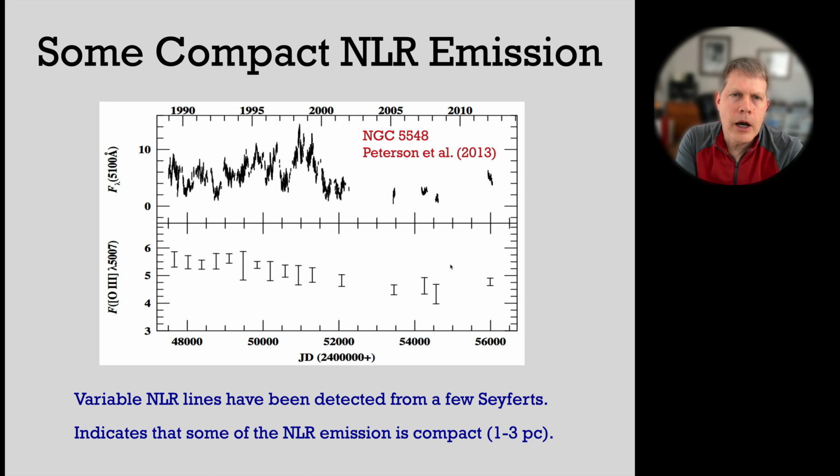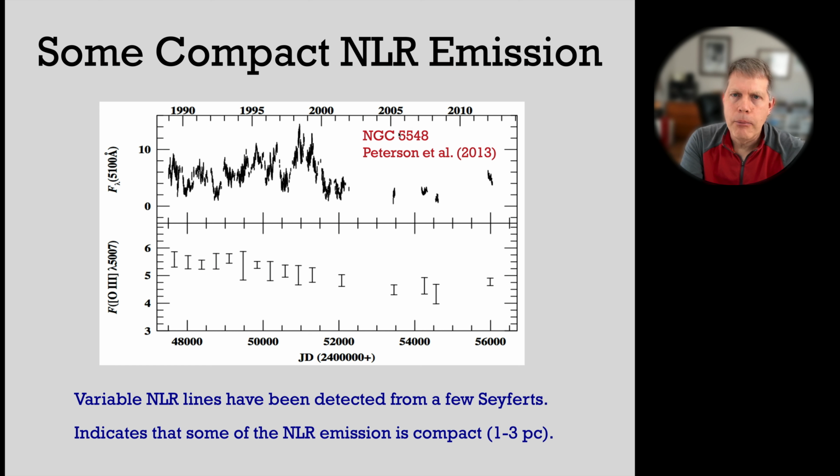Okay, so a couple of other points. Observationally, people have, for a few relatively well-studied nearby systems, found that over a long span of time, the narrow line region lines do vary. Now remember, I told you the narrow line regions don't vary rapidly like the broad line region. That is certainly true. But they do vary over long time scales.